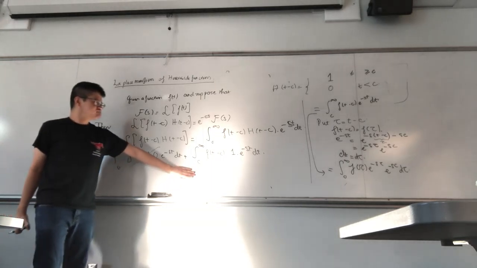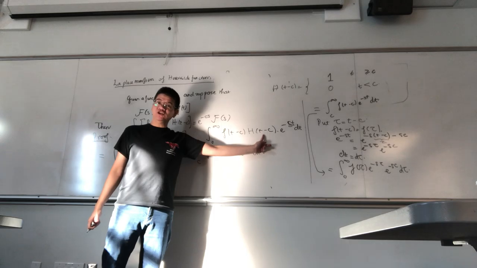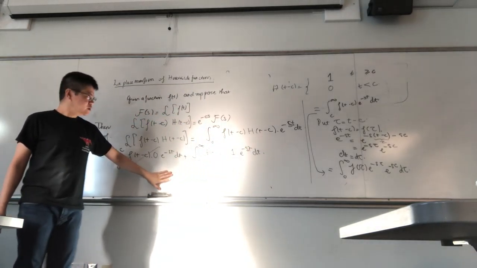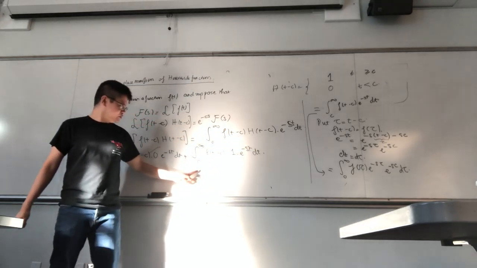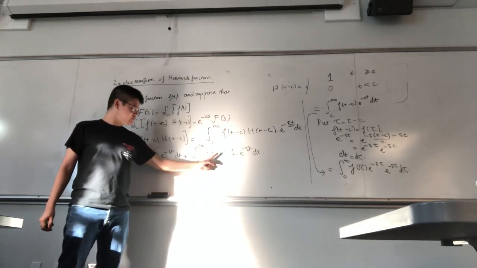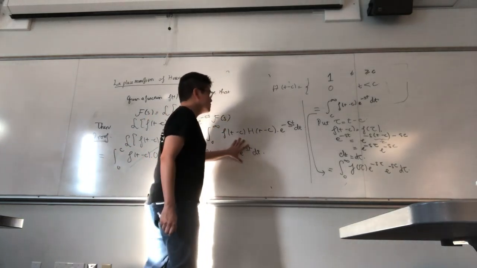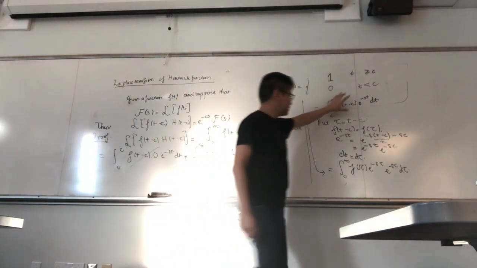I explain again. By the definition of the Heaviside function, everything smaller than c is 0, which means that this integral is reduced to the integral from c to infinity of f(t minus c) times 1 times e to the power minus st dt. Right? So I rewrite this here.